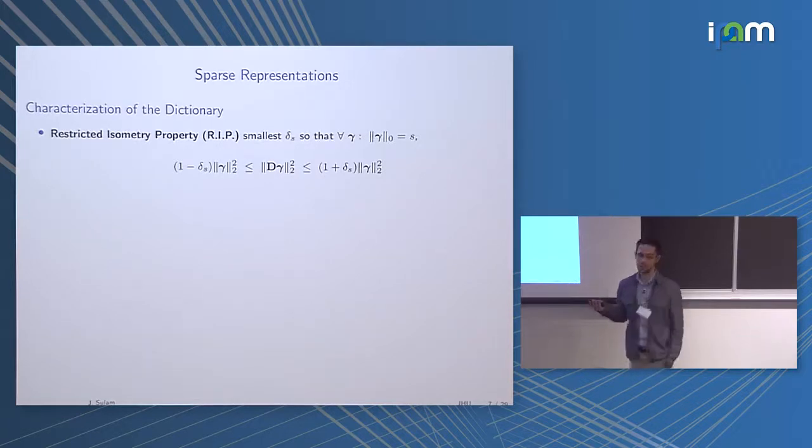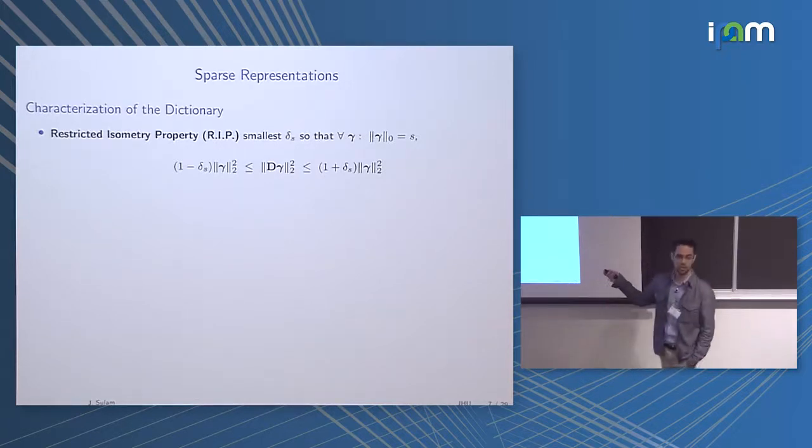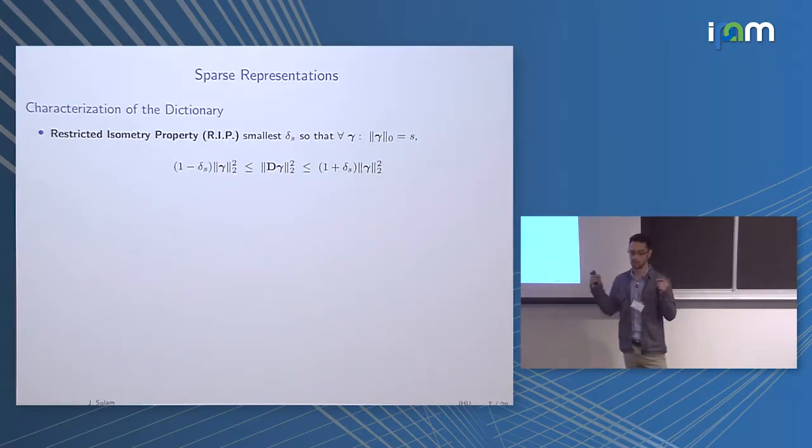And there are many ways of characterizing the dictionary. This is one of them, the RIP, which essentially says, well, your matrix, remember, is redundant, right? So it's never going to be orthogonal.